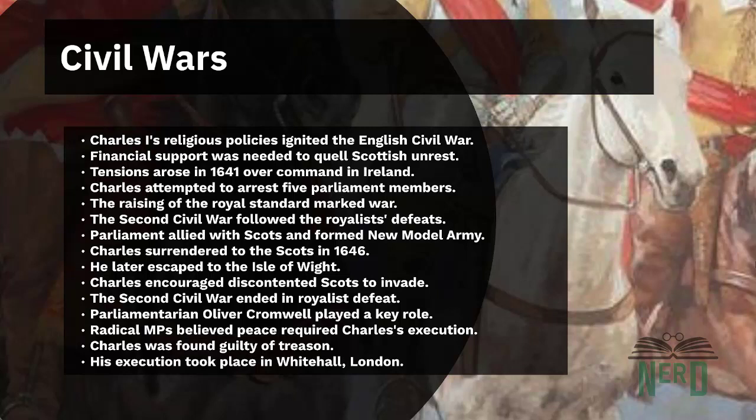Convinced that lasting peace was impossible as long as the king lived, a group of radical MPs, including Cromwell, subjected Charles to trial for treason. He was subsequently found guilty and executed on January 30, 1649, outside the Banqueting House in Whitehall, London.